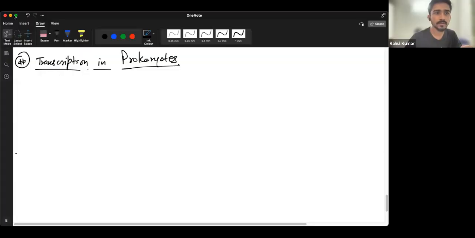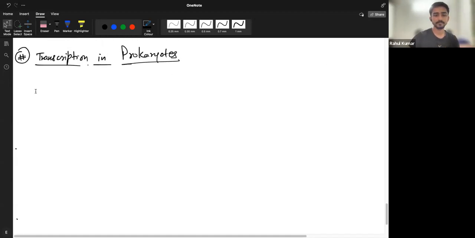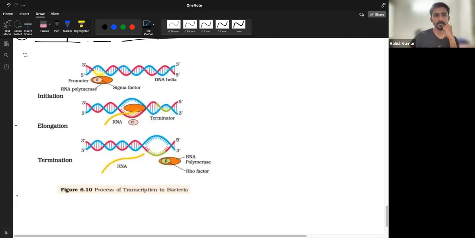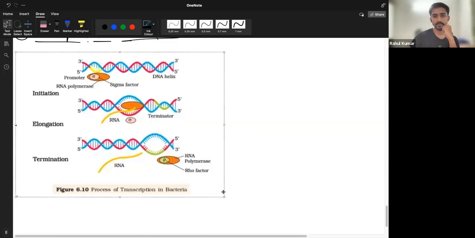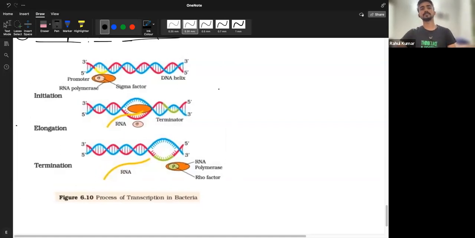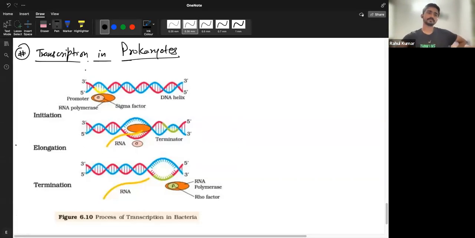Also, please tell me what is the page number. Yes, I pulled it out. I hope you all can see my screen. Yes, this figure. Can you all see this figure in your textbook? What page number is it? It's figure 6.10. 109, sorry. 109. Right, come to page 109 and look here.